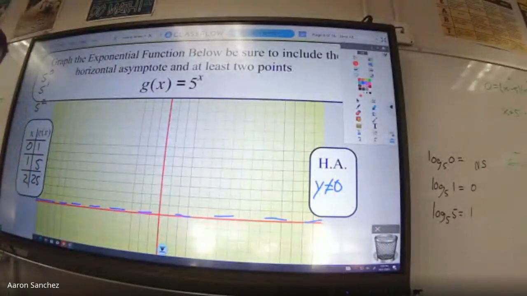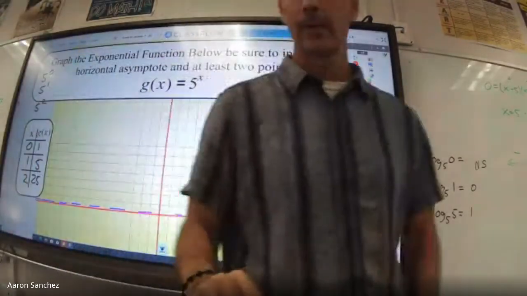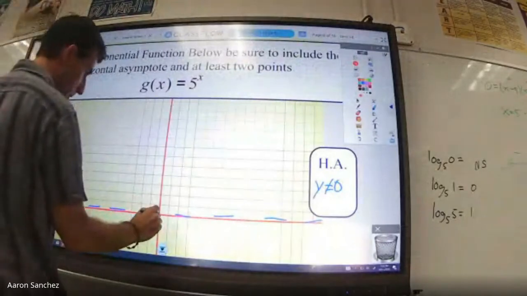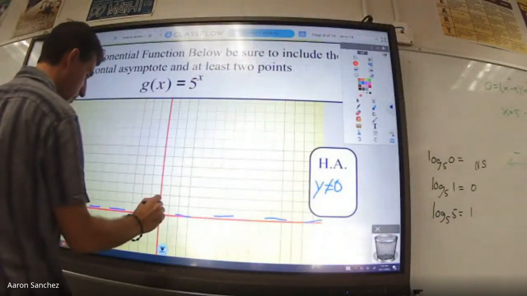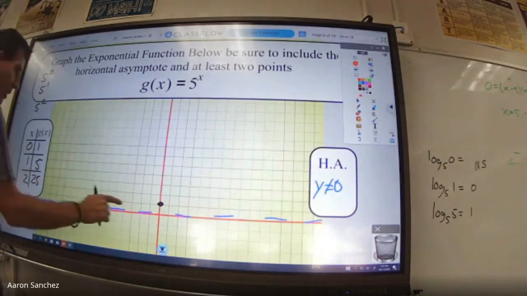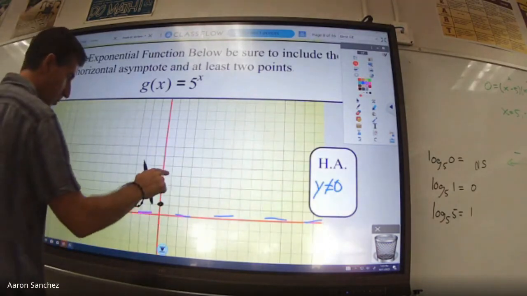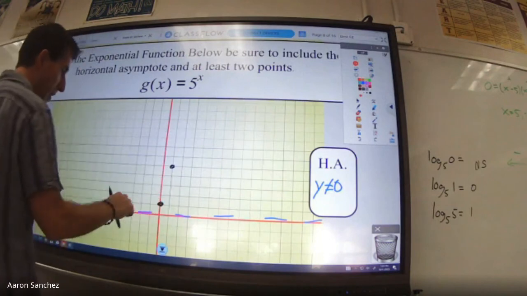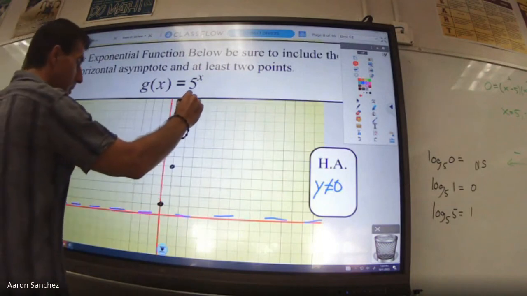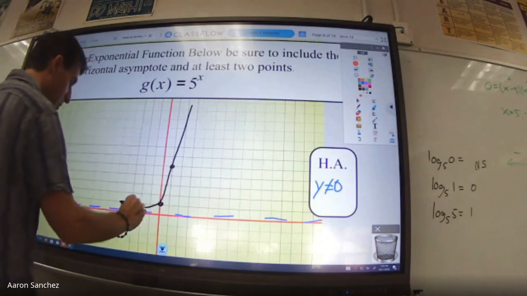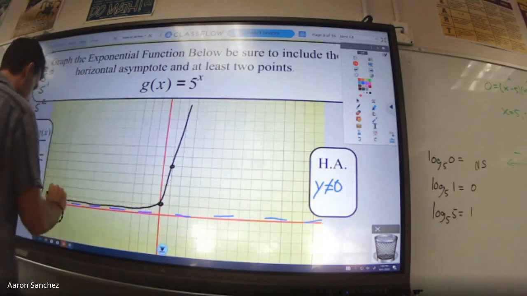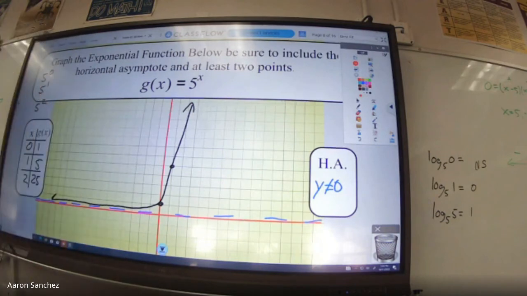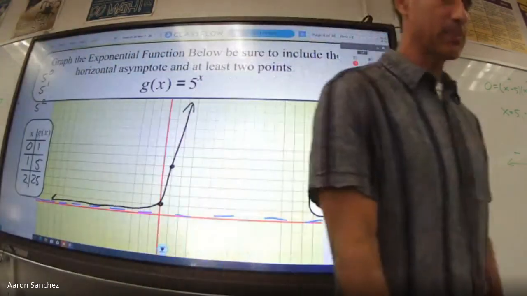Let's go ahead and plot those points. 0, 1 is 0, 1. 1, 5 is 1, 1, 2, 3, 4, 5. And then 2, 25, I can't fit that, but I have my asymptote here. So I'm going to go ahead and connect my dots. Do not hit the asymptote, and just get as close to the asymptote as possible. And that's g of x equals 5 raised to the x power.